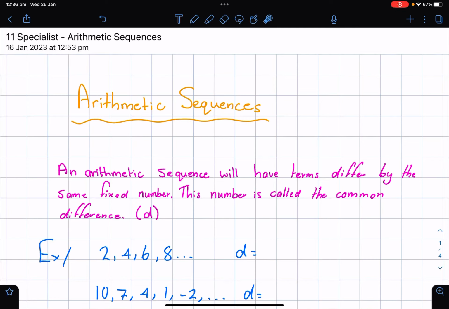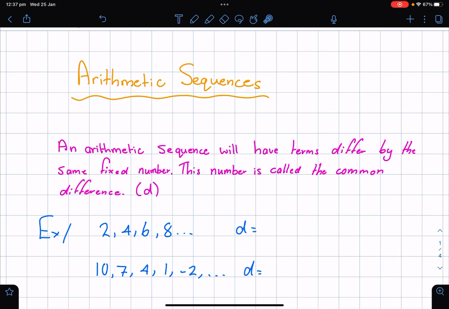Hello team, and welcome back to another video, and we are continuing on with our work with sequences and series. So today we're going to look at a specific type of sequence, and it is going to be an arithmetic sequence. An arithmetic sequence will have terms differ by the same fixed number, and this number is known as the common difference, and we denote that with the letter D.